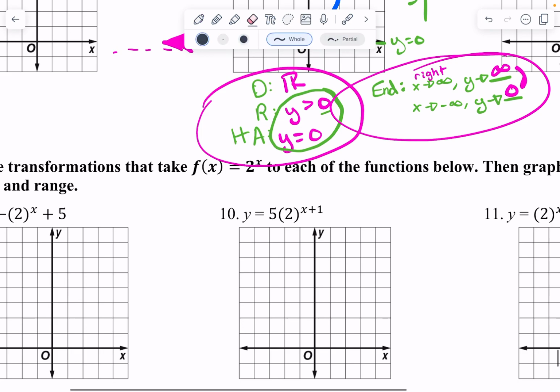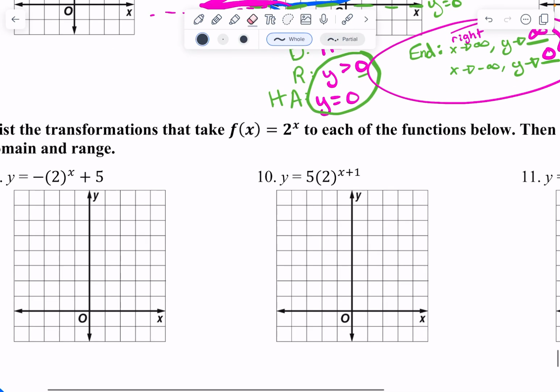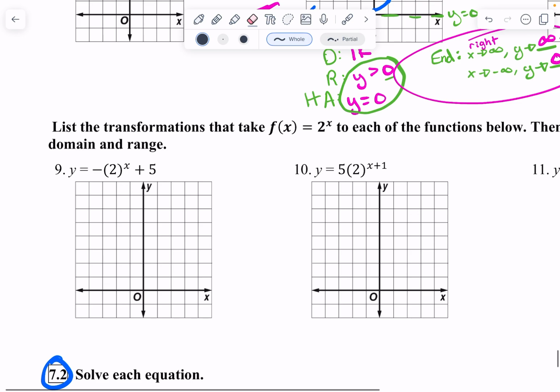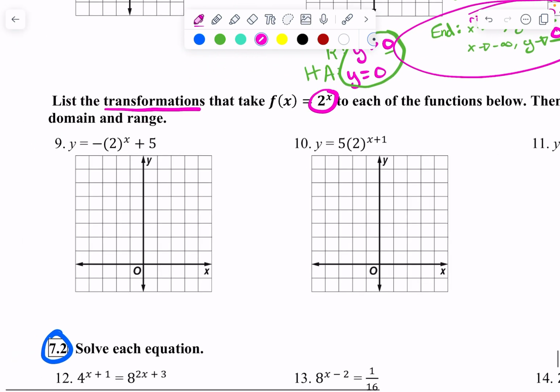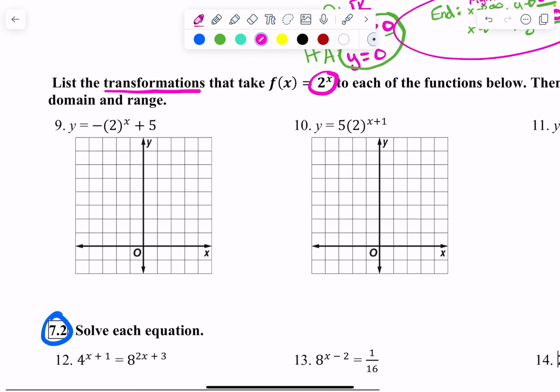Okay, all right. This next one is talking about the transformations. If we start with 2 to the x power, list the transformations that take that to this function. And then they want us to graph, and then they want us to do domain and range. So domain, range. All right, let's do number 9.